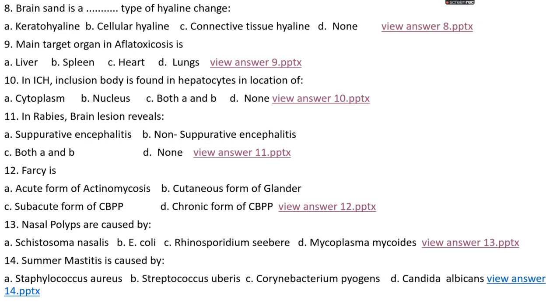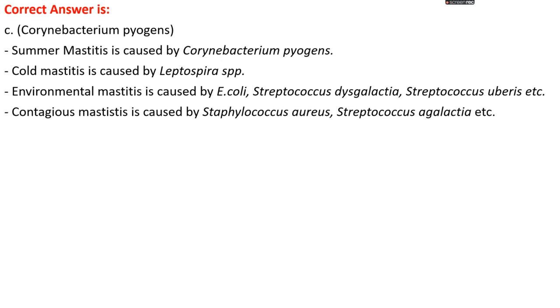Question number 14. Summer mastitis is caused by option A, Staphylococcus aureus, option B, Streptococcus uberis, option C, Corynebacterium pyogenes, or option D, Candida albicans. The right answer is option C, that is Corynebacterium pyogenes.